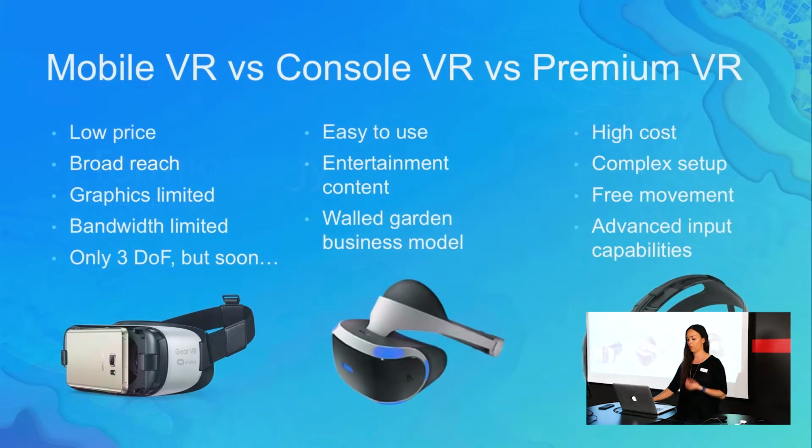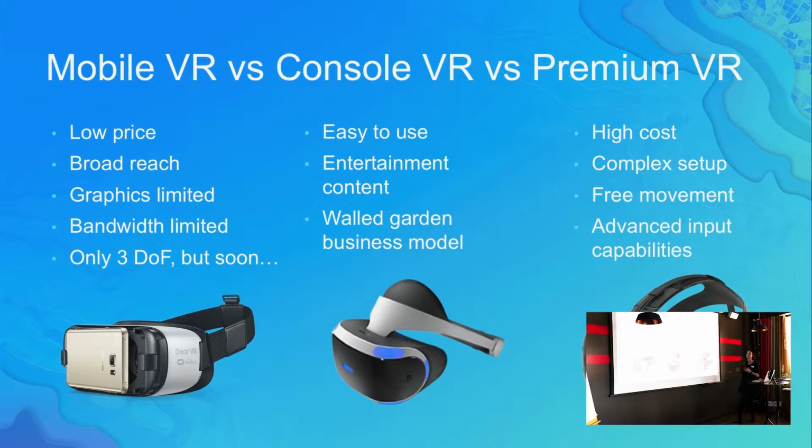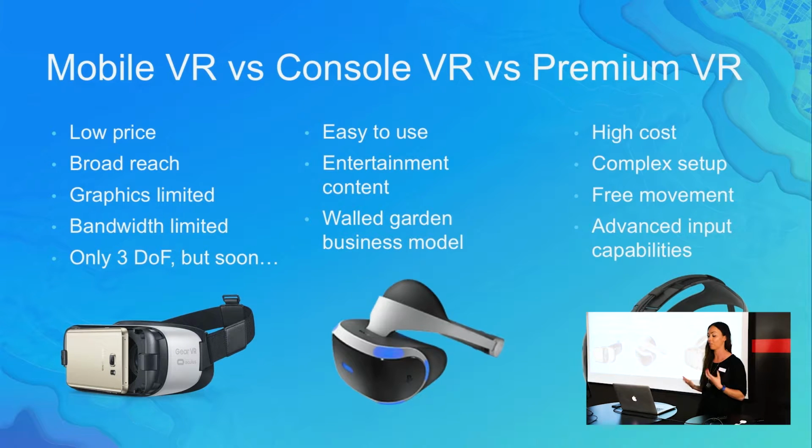A little bit more about this terminology. When we talk about VR, there are different types: mobile VR, console VR, and premium VR. Obviously all have their pros and cons. Mobile VR is relatively cheap, with a low entry barrier and broad reach because everyone has a phone. But on the other hand, you have limited graphics, limited bandwidth, and at the moment still only 3 degrees of freedom, so you can't walk around properly yet.